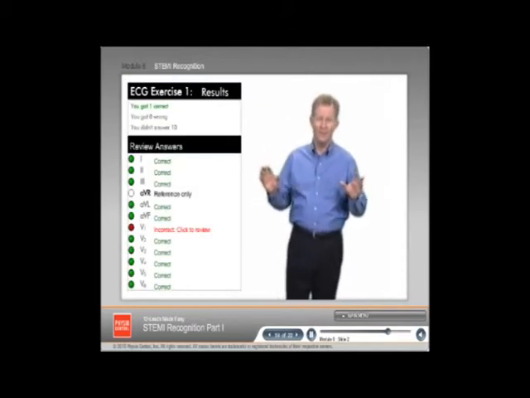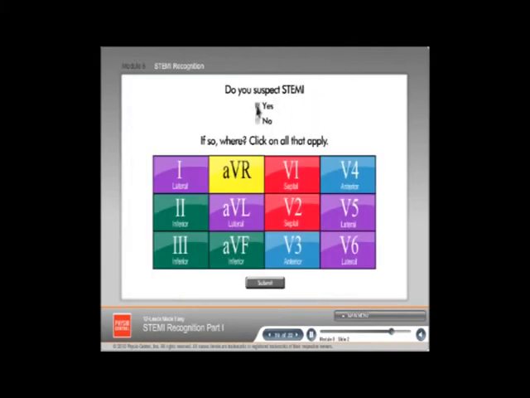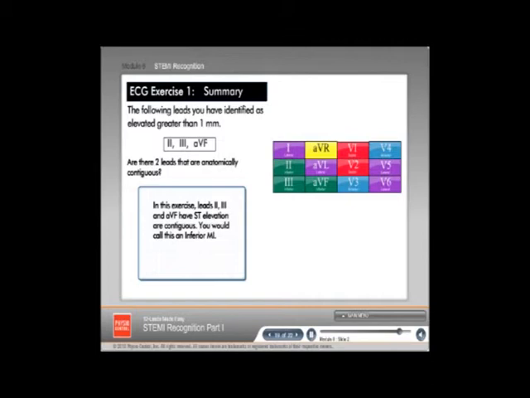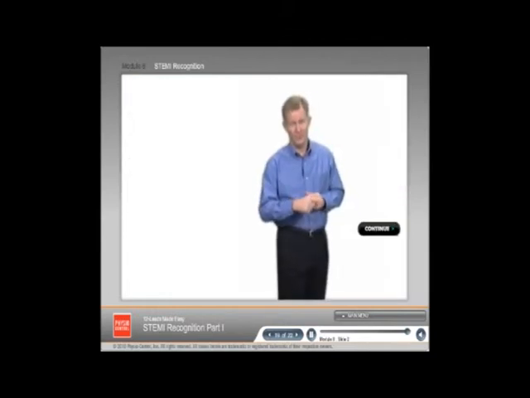When you've analyzed all of the leads, your answers will be summarized. Now you're asked if you suspect STEMI, and if so, where it's located. When you've answered those questions, click Submit again to compare your interpretation to ours. Don't worry, you'll get the hang of this in no time. Click here when you're ready for your first 12 lead.